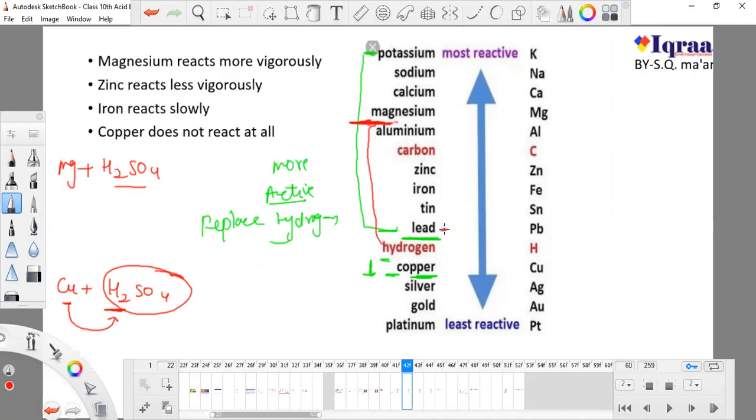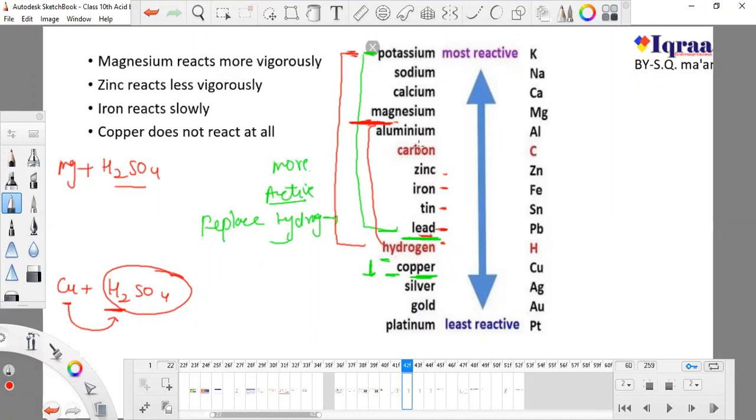Then lead, if you go with lead, is less reactive than hydrogen. It is reactive but less reactive. Tin is more reactive, iron is more reactive. And if we compare potassium and hydrogen, then potassium is, we can say, many times more reactive than hydrogen.